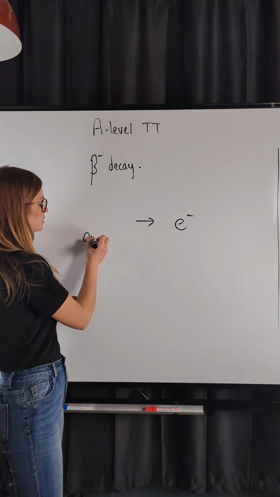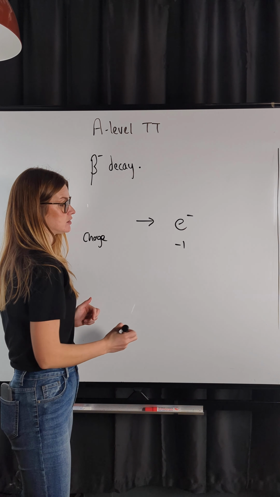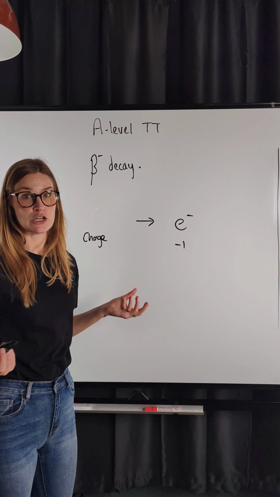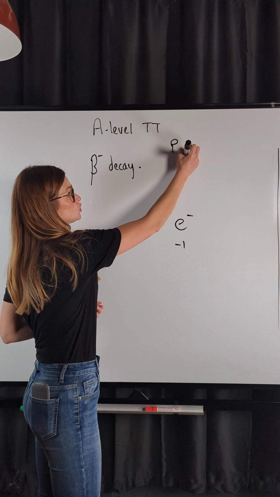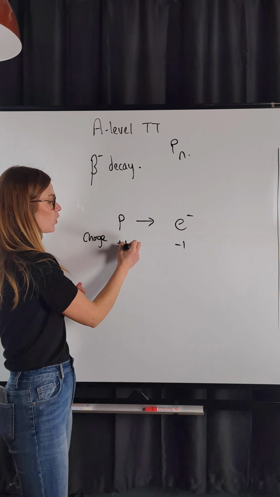How I would do it first is look at my charge. My electron has got a charge of -1, right? So now I need to think, how do I conserve charge? Now the only thing I can add, because remember in a nucleus we have our protons and our neutrons, okay?